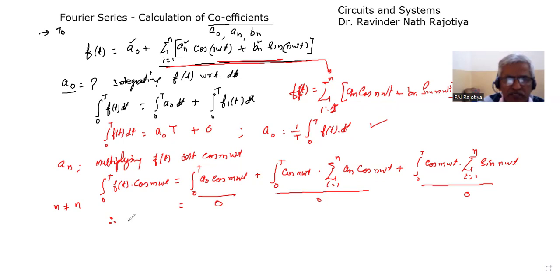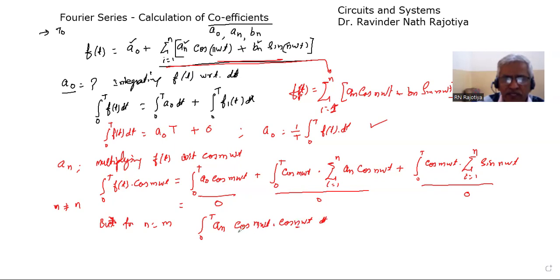But for n equal to m, when you put the value of n equal to m, the above equation will become the integration from 0 to T of an cos of m omega t dot cos of n omega t dt.